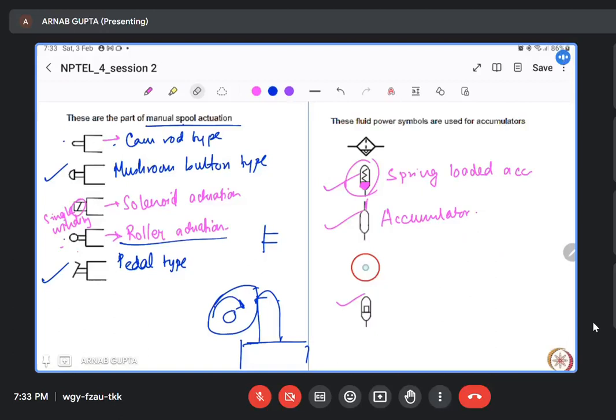What about this one? This is a weight-loaded, pre-pressurized accumulator. This we already discussed. It is an automated drainage type filter.